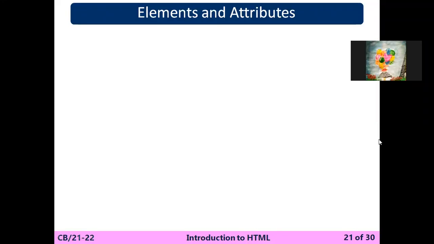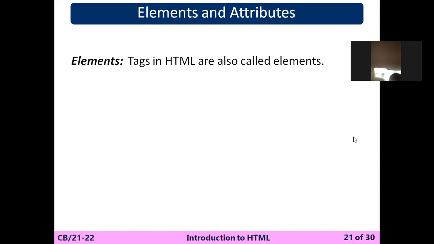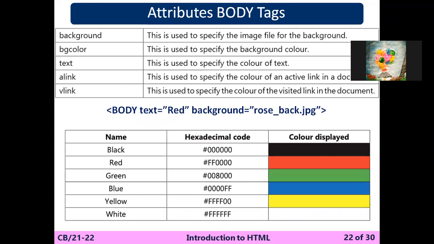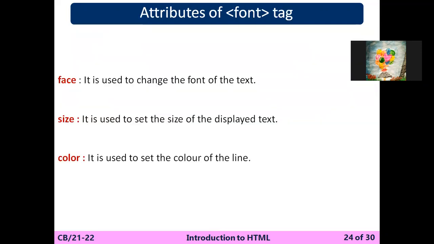We are learning, firstly we learned a new topic, elements and attributes. First, what is the meaning of elements? The text we are using, that is the elements. And what is the meaning of attribute? The additional part of text, that is called the attributes. Then we learned the attributes of the body tag: background, bgcolor, text, align, vlink. We also learned the color codes that you have to compulsorily remember for the examinations. Then attributes of the font tag: face.